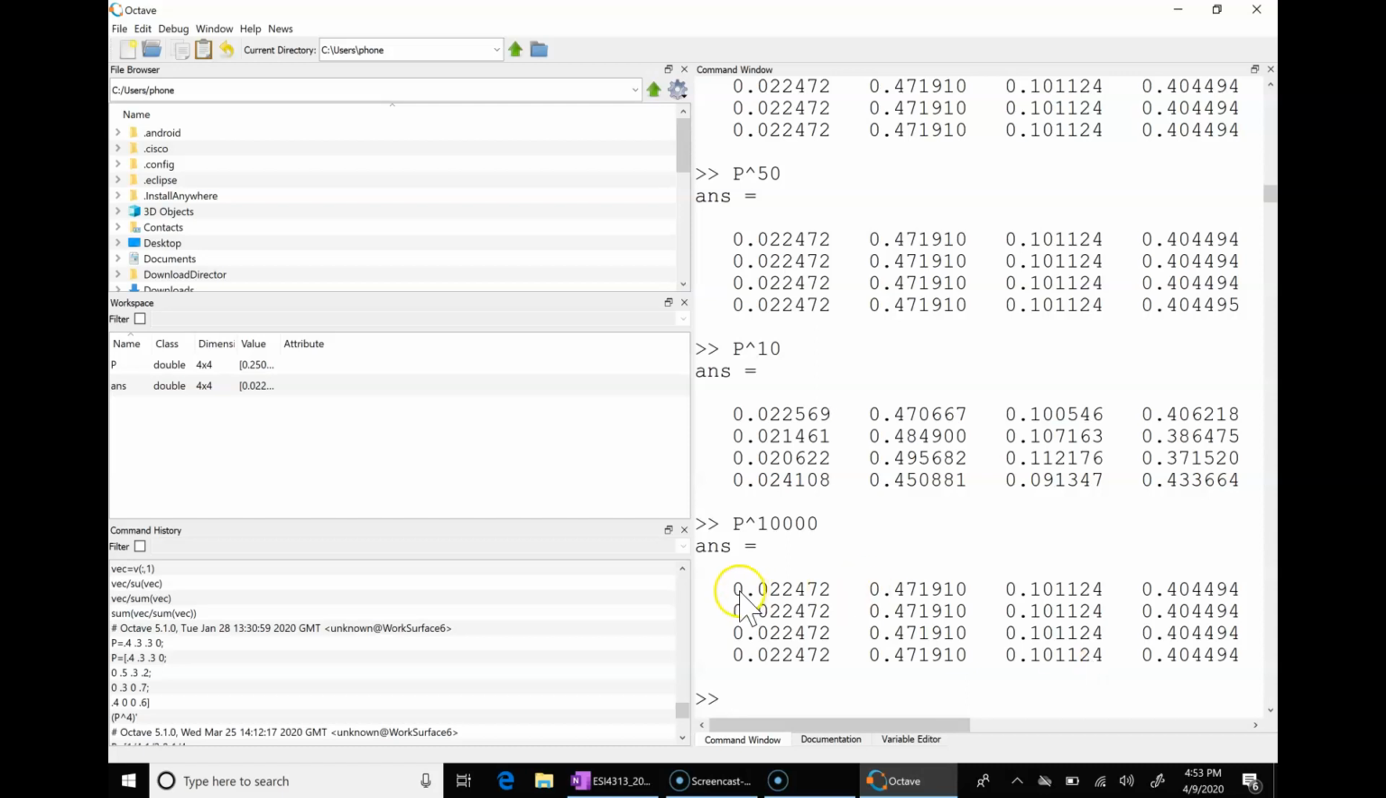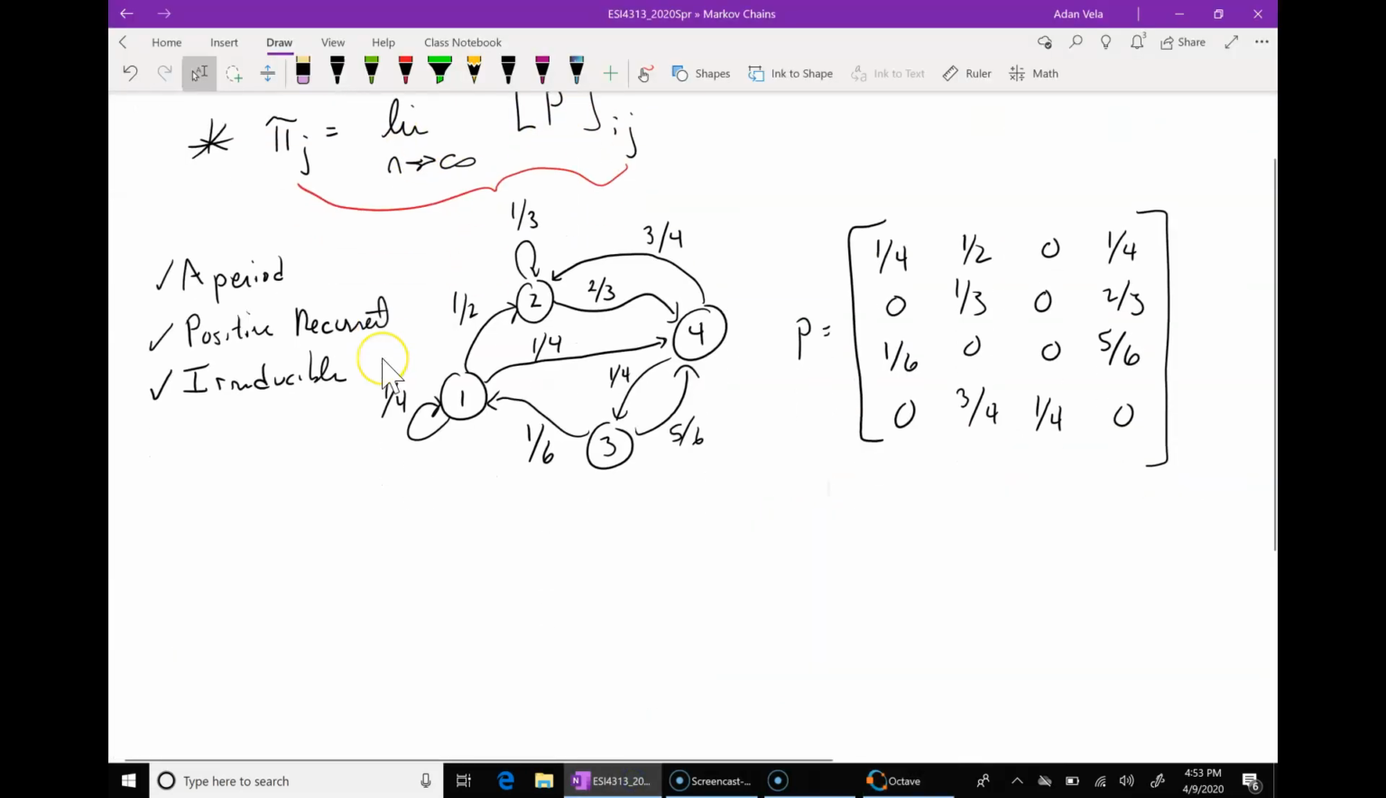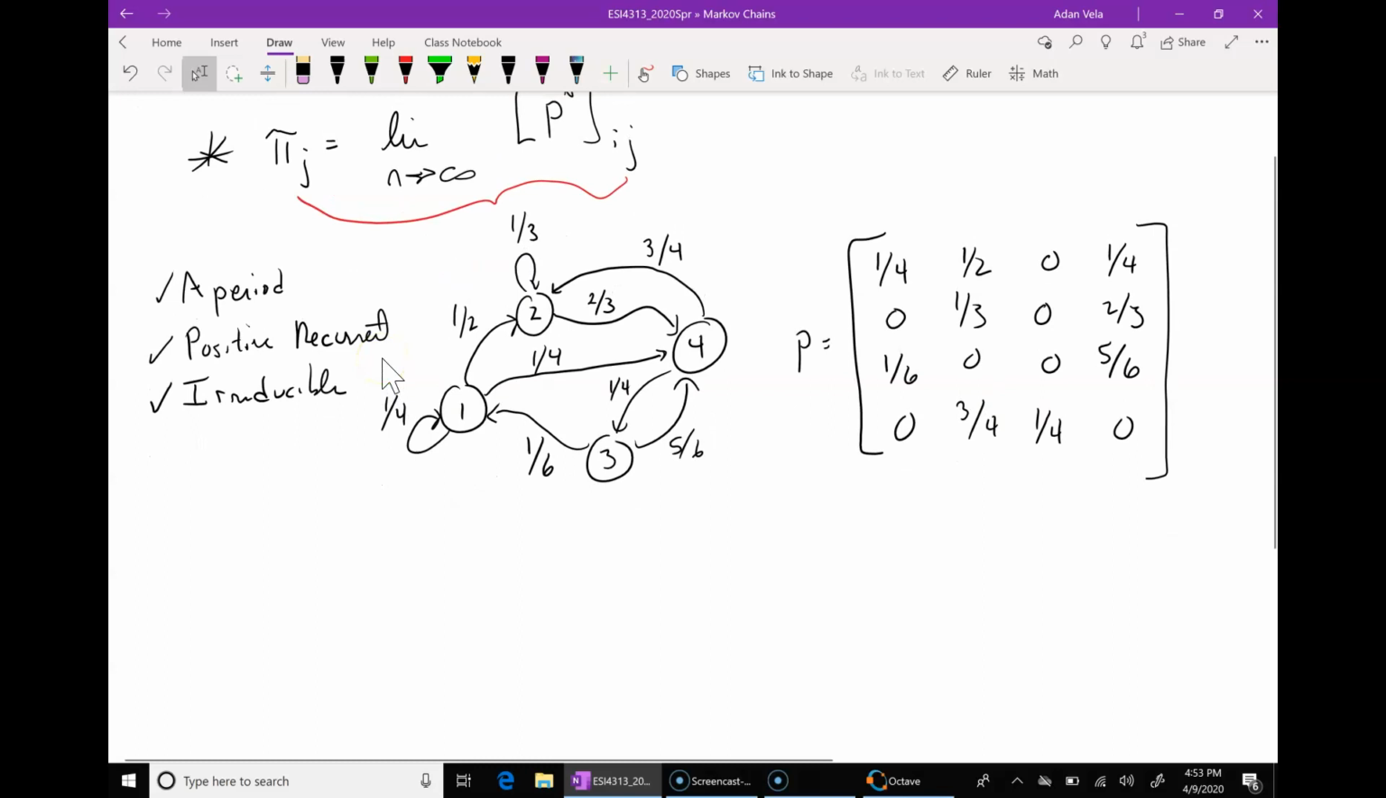All right. So here goes our matrix that we get out. Okay. So p to the 10,000. And again, this represents taking p to some very large number. Okay. So at this stage, for this particular p, let's take the limit as n approaches infinity of p to the n.